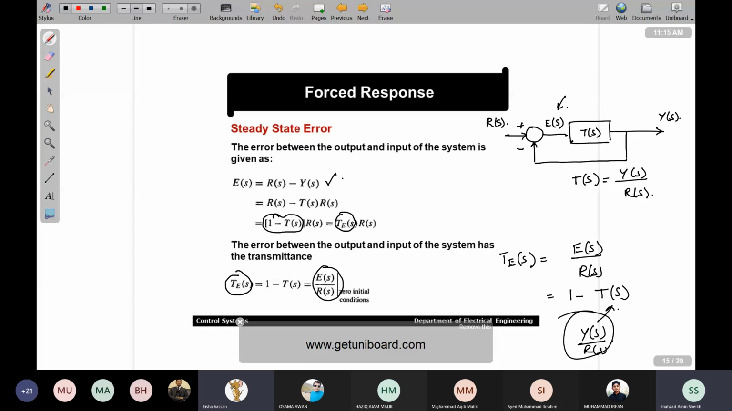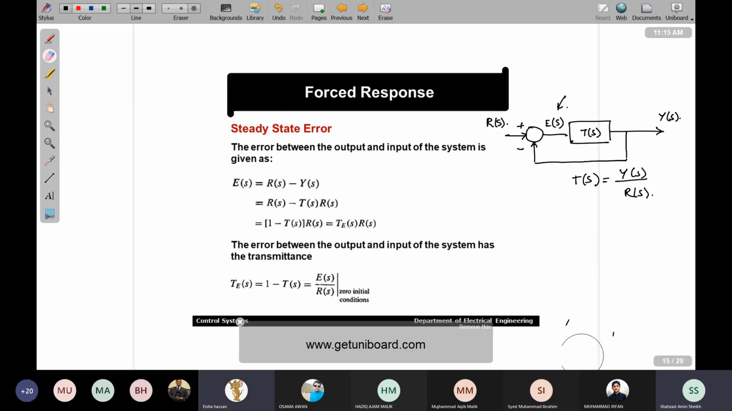सर ये नहीं समझ आया. क्या चीज समझ नहीं? बोले. Sir, these equations, error equations. ये क्लियर है? Yes, sir. इसमें तो कोई प्रॉब्लम नहीं है ना. T(s) is equal to Y(s)/R(s). We have been talking about this.